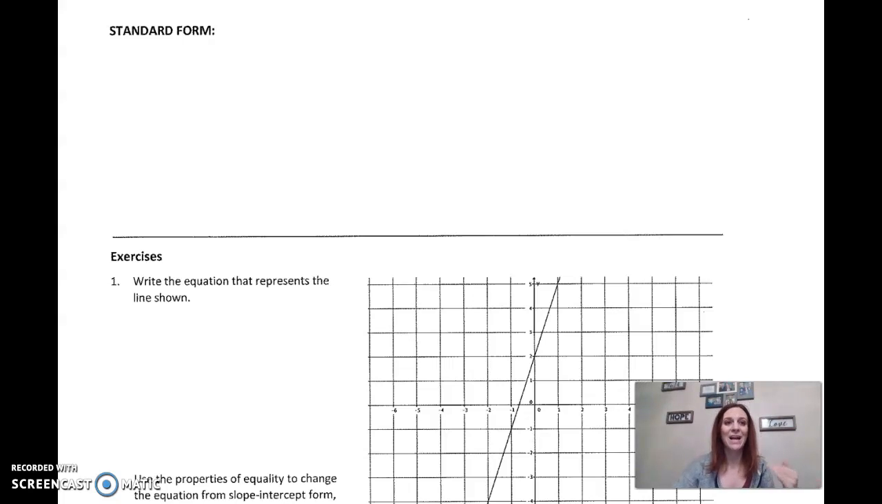Okay, so we were practicing on how we can write these things in slope-intercept form. And we're going to still keep doing that, but there's a really important form called standard form. And standard form is written like this: A times x plus b times y equals c. Now, a, b, and c have to be integers. And remember, integers are positive and negative whole numbers, no fractions, no decimals.